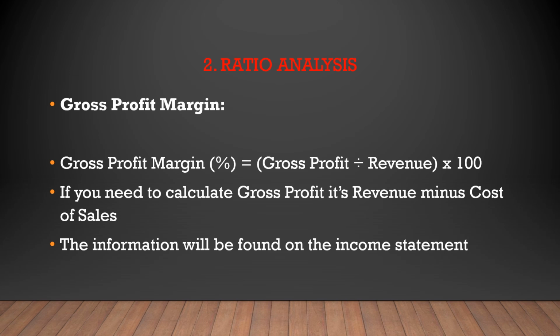Number 2, ratio analysis. So we're thinking about ratio analysis. It's gross profit margin and of course net profit margin. Now, gross profit margin is gross profit divided by revenue times by 100. It's expressed as a percentage. And if you need to calculate gross profit, which is different to gross profit margin, then you must remember the formula is revenue minus cost of sales. And you'll find it all on the income statement.